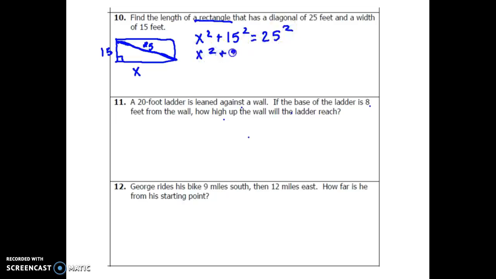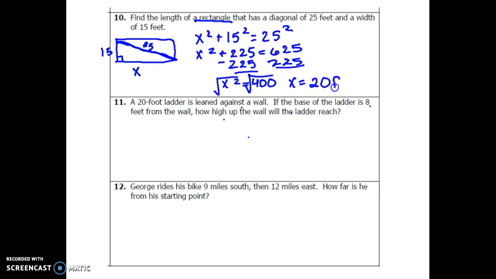X squared plus 225 is going to be equal to 625. Now I'll subtract my 225 from both sides. And we get x squared is going to be equal to 400. And then when we take the square root of both sides, our x is going to be equal to 20 feet. Don't forget your units.